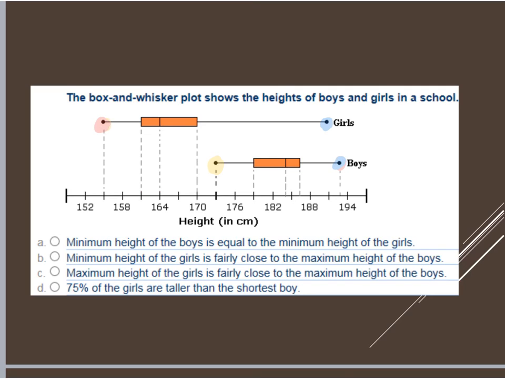Part C says the maximum height of girls, which is right here, is fairly close to the maximum height of boys. I would say that that probably isn't too far off, but let's just make sure that D is not an option. D says 75% of the girls are taller than the shortest boy. Well, if this is broken up into quartiles or quarters, 75% would be this region right here. And would we say that 75% of the girls are taller than the shortest boy, and the shortest boy would be right here? I would say probably not. So it looks like C is going to be your best answer.